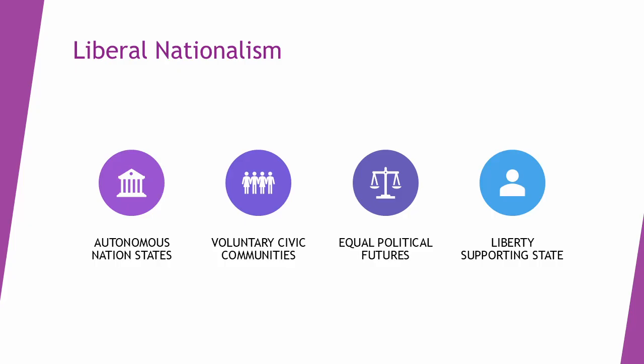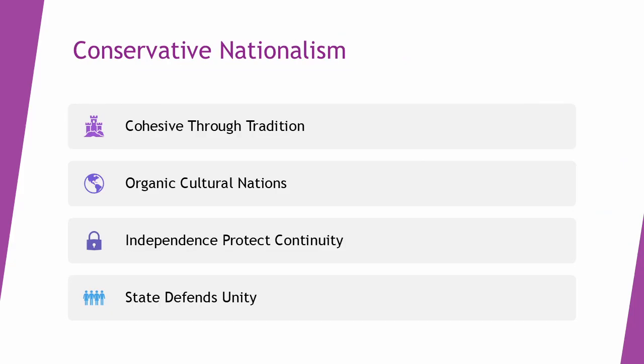The liberal nationalist view on society states that society should rest on tolerance, civic unity, and equal rights. The liberal nationalist view on the state states that the state should protect individual liberty while expressing the democratic will of the nation. Conservative nationalism exists to forge a sense of cohesion and unity within society through shared history and tradition. The conservative nationalist view on nation states that nations grow organically from long-standing culture and heritage.